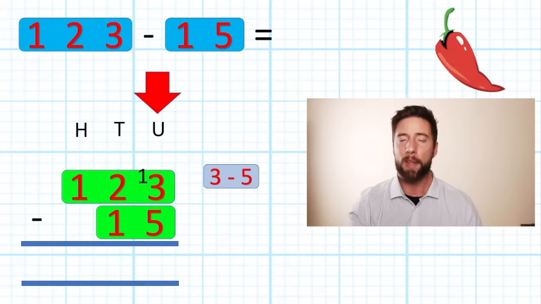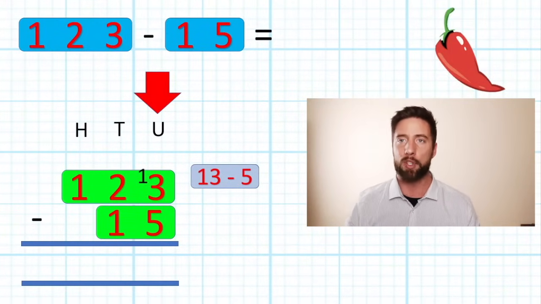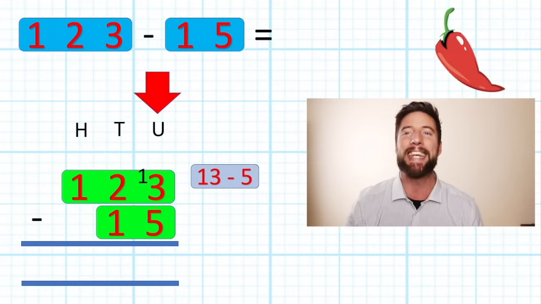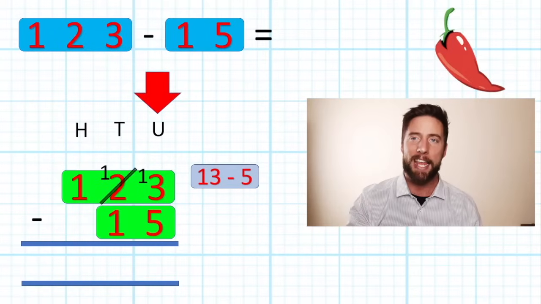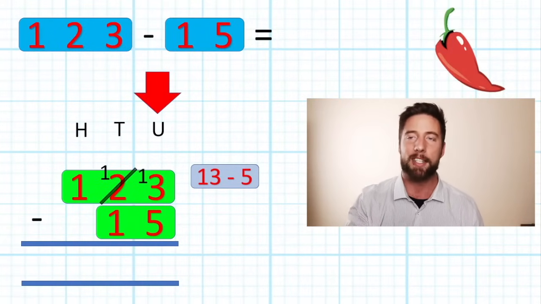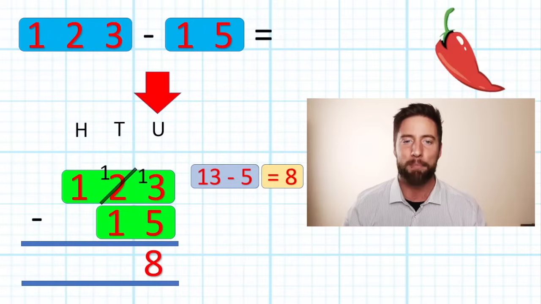So I'm going to borrow that, put it next to my 3. 10 and 3 equals 13. So my new value in my units column is actually 13. Now what I must remember to do at this point is I must remember that I've taken away one of the tens from my tens column. So this is no longer a 2, this is now a 1. Okay, good, I'm ready to continue. 13 subtract 5 is 8. Beautiful.